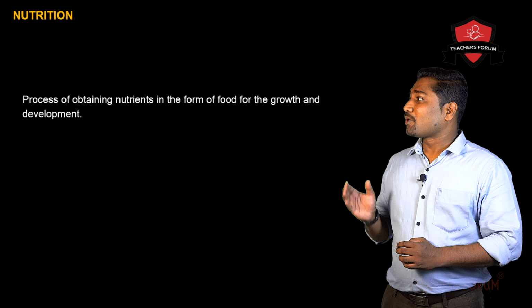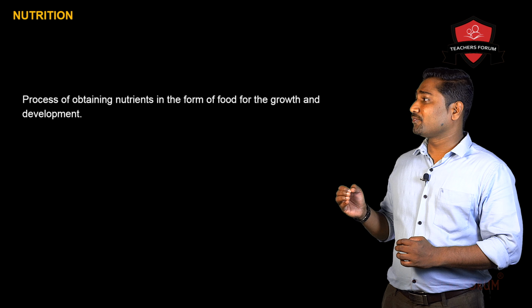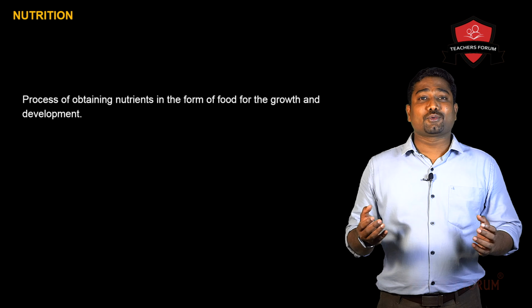The process of obtaining nutrients in the form of food for growth and development is called nutrition. I said nutrients. Nutrients are those chemicals, those biomolecules present in our food. Nutrients are of 5 different types. They are carbohydrate, lipid, proteins, vitamins and minerals.